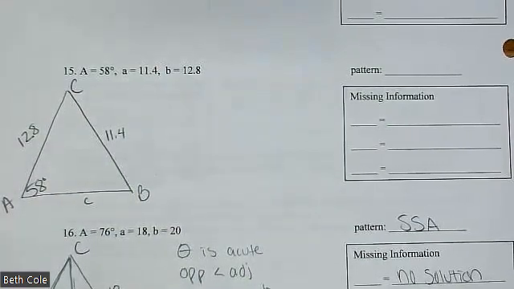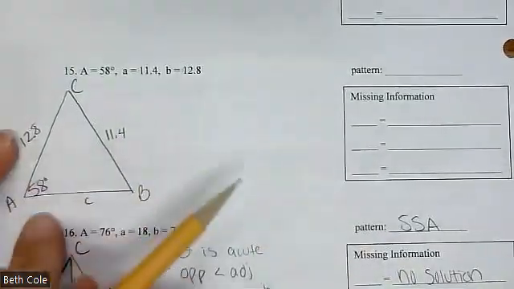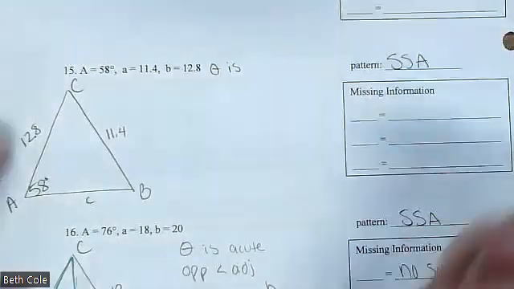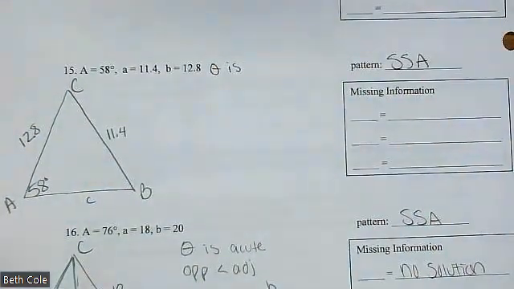Now I'm trying to do some of the hardest ones for you. I'm kind of leaving the easier ones, but still it's good practice. All right, and again, what's this pattern? Side angle. So that's your analysis. It starts out theta is acute.